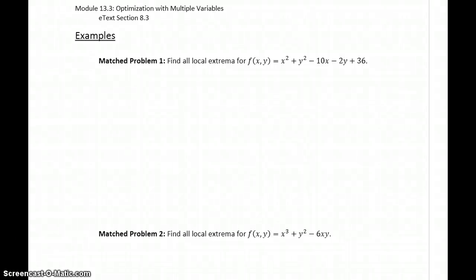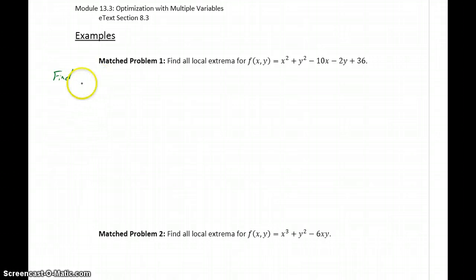We've established a process for how to identify local extrema when we're dealing with these multivariable functions. So let's take a look at an example. We want to find all local extrema for f(x,y) equals x squared plus y squared minus 10x minus 2y plus 36. So the first thing that we want to do here is find the first derivative of this function with respect to x and with respect to y.